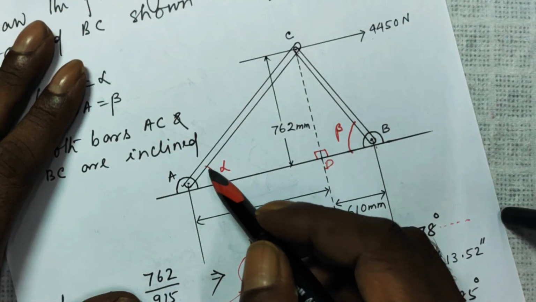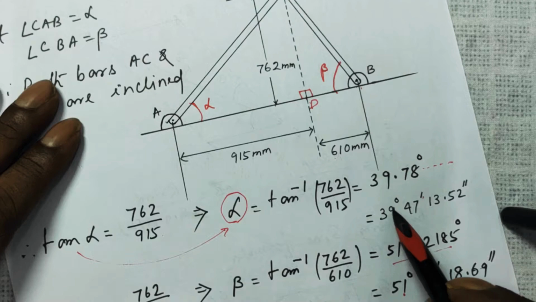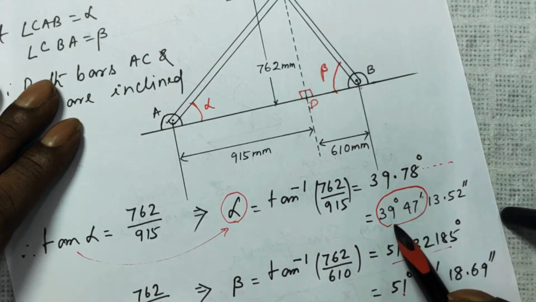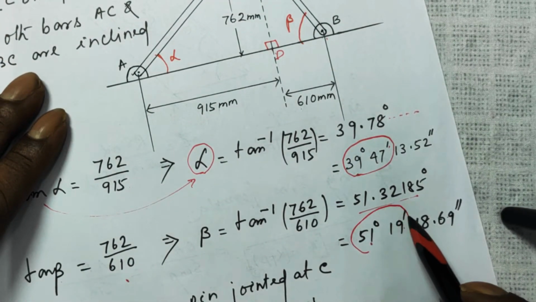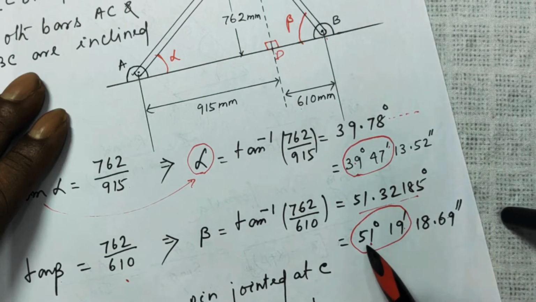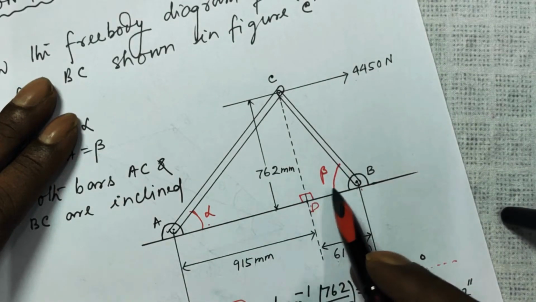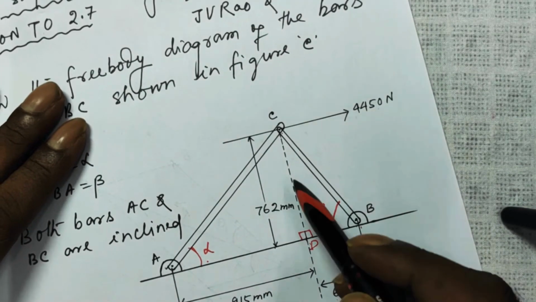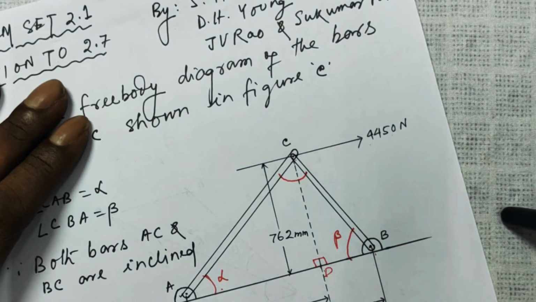Look, alpha is equal to 39 degree 47 minute. Beta is equal to 51 degree 19 minutes. So this plus this is more than 90 degree. So this angle from here to here will be less than 90, because the sum of these three angles, alpha plus beta plus this angle, has to be 180 degree because it is a triangle.